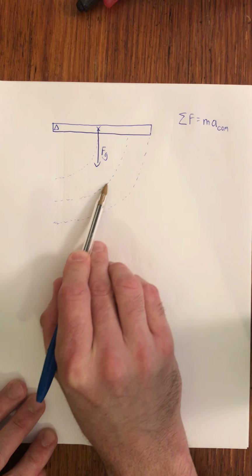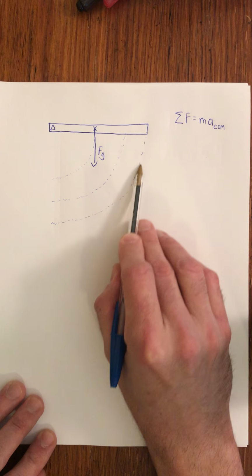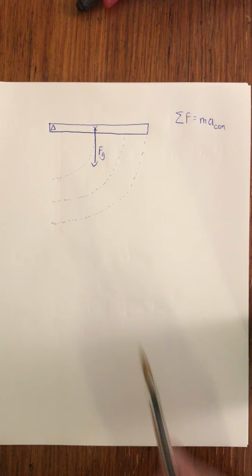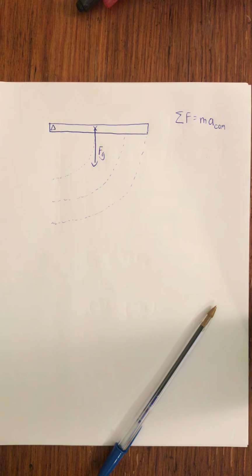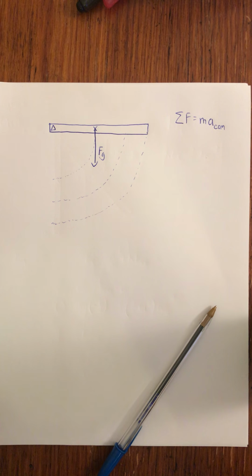This point is accelerating along the tangent. This point is accelerating along the tangent. And because these points are moving in curved paths, what other acceleration must they be experiencing? And if you said a radial acceleration, specifically centripetal acceleration, you're correct.